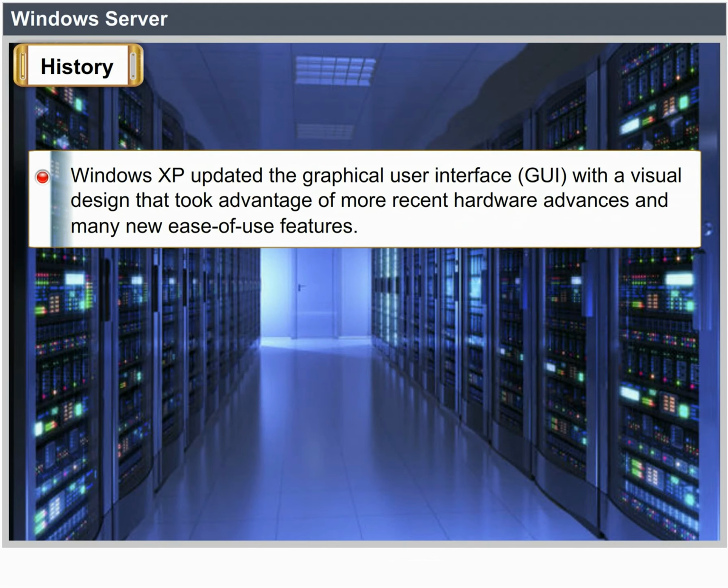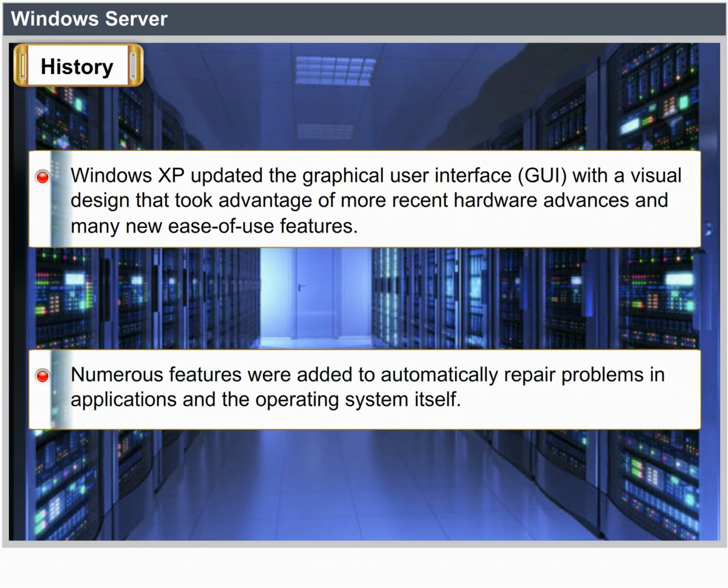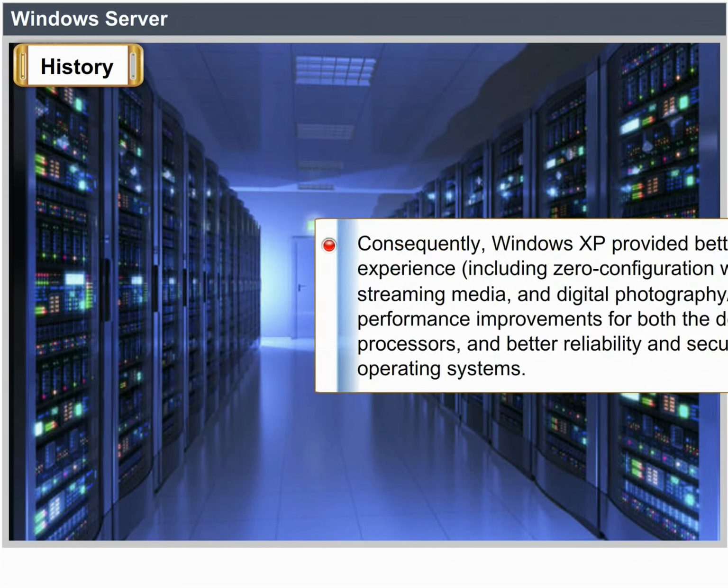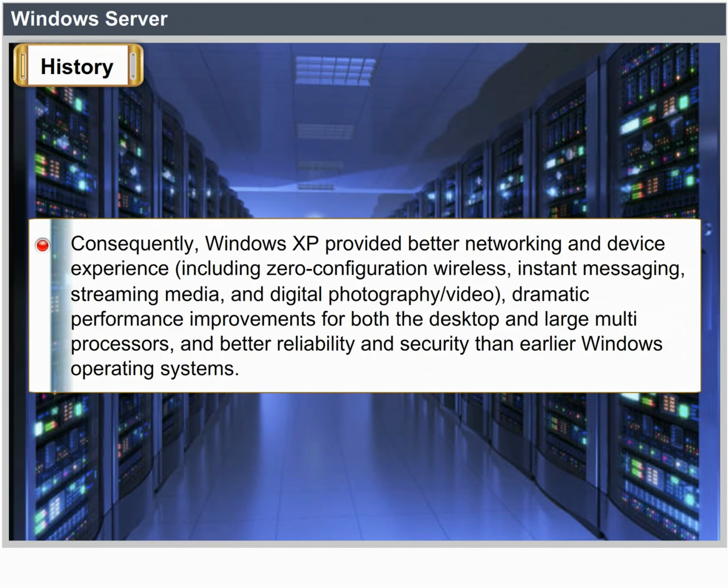Windows XP updated the graphical user interface (GUI) with a visual design that took advantage of more recent hardware advances and many new ease-of-use features. Numerous features were added to automatically repair problems in applications and the operating system itself. As a result of these changes, Windows XP provided better networking and device experience, including zero configuration wireless, instant messaging, streaming media, and digital photography and video, dramatic performance improvements for both the desktop and large multiprocessors, and better reliability and security than earlier Windows operating systems.